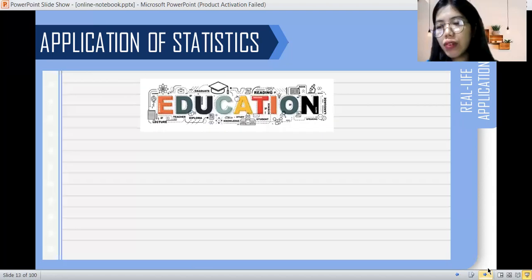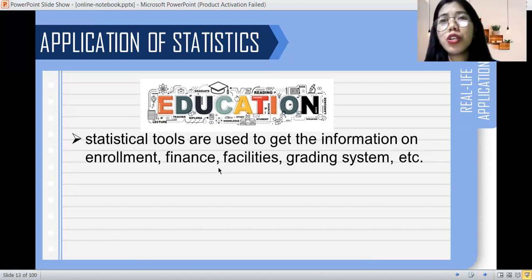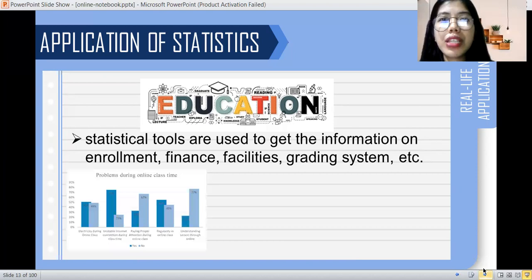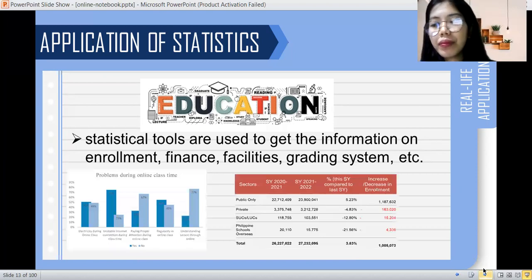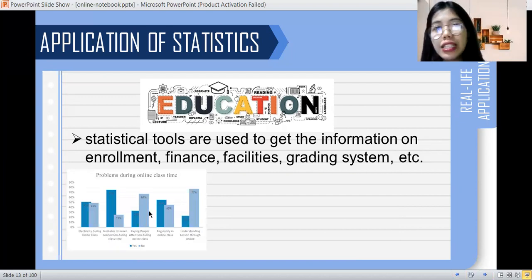So first, we have the field of education. Statistical tools are used to get the information on enrollment, finance, facilities, grading system, and etc. So ginagamit daw po natin ang statistics sa education. For example, itong first example natin, problems during online class. Now, we use statistics to improve the quality of education.